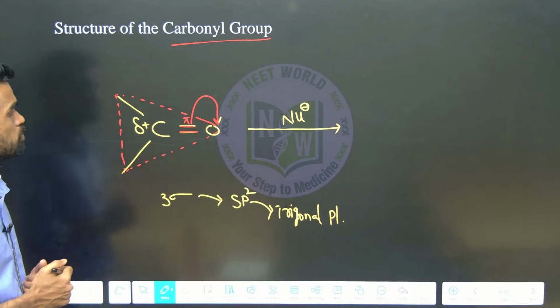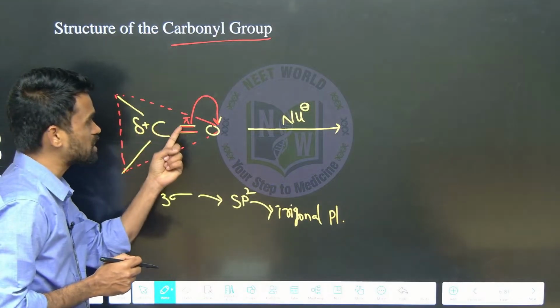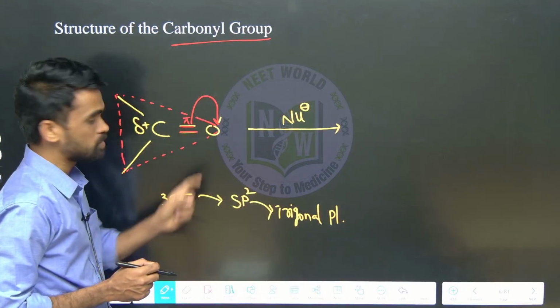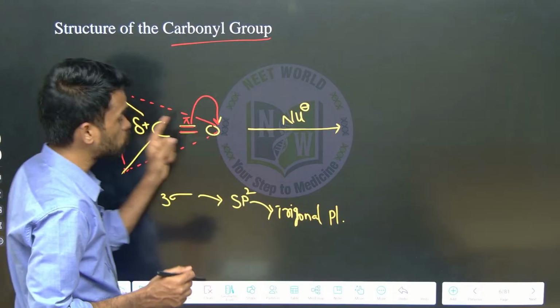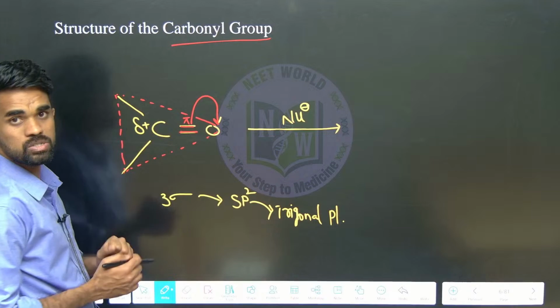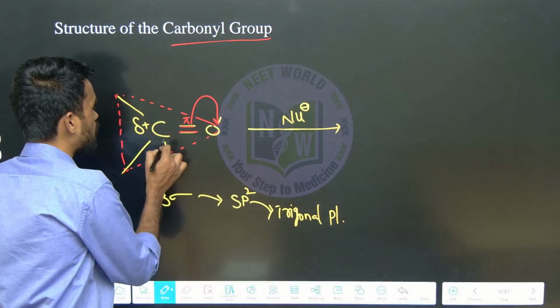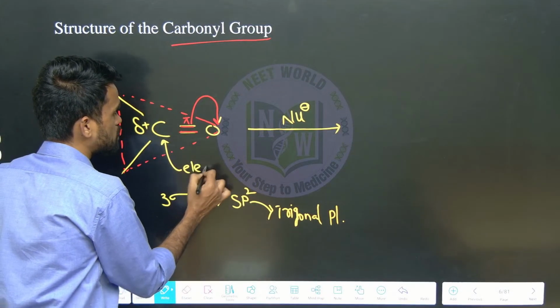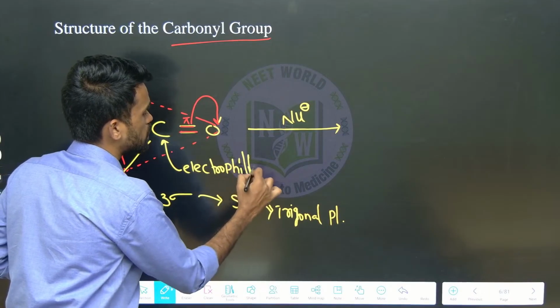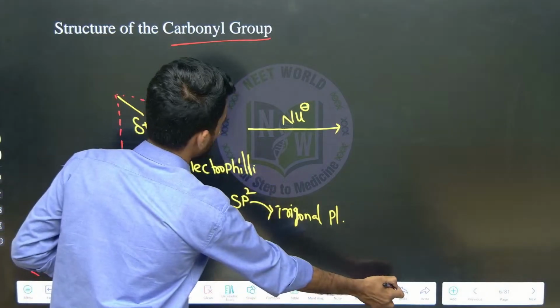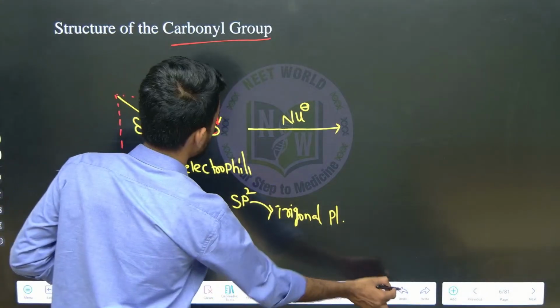Why is it creating a partial positive charge? Because the pi electrons are taken by oxygen, since it is more electronegative. Therefore, oxygen gets partial negative, and the carbonyl carbon gets partial positive. So it is becoming an electrophilic center. The carbonyl carbon is an electrophilic center.